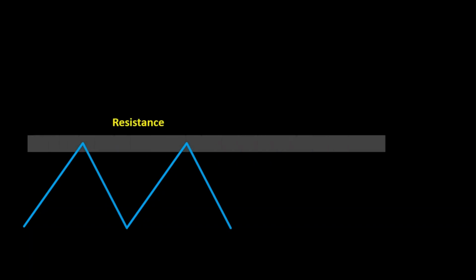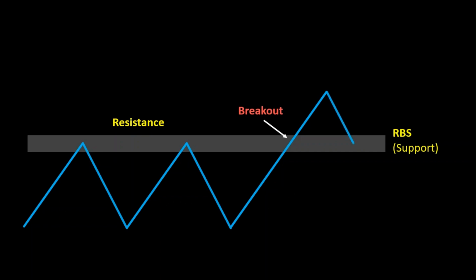Similarly, when a resistance level is formed and then the price breaks above the resistance level, it indicates a potential breakout. After this breakout, the previous resistance often transforms into a new support level. This is known as a resistance becomes support zone, or RBS level. At this stage, we wait for the price to pull back and retest the RBS level.